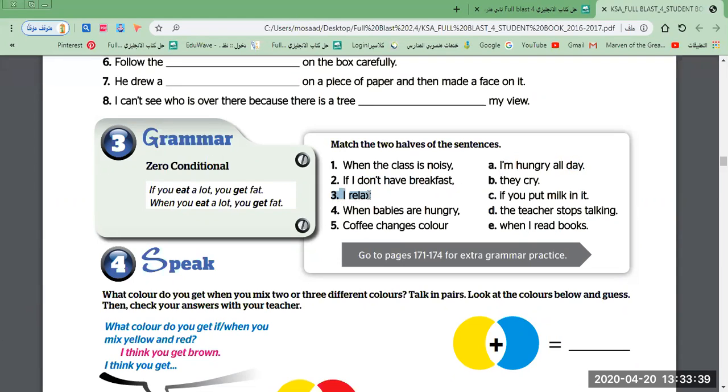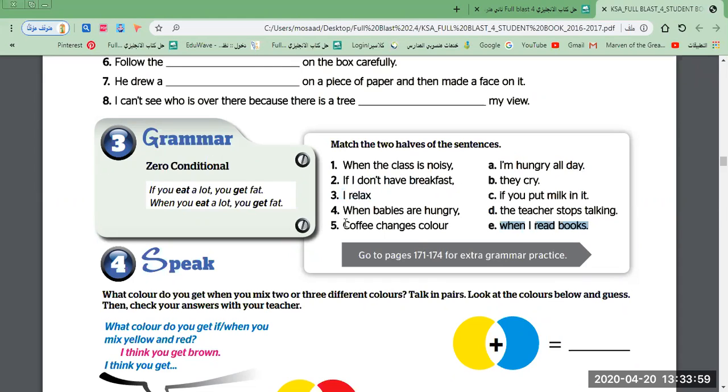Noor, can you read number 3? I relax. What is the answer, Noor? B or C or E? Which one? E. Yes. E. I relax when I read books.